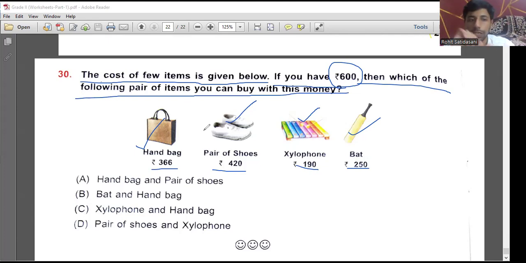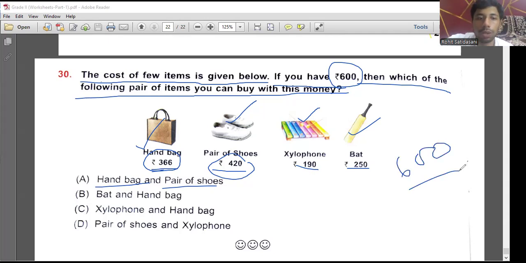You have 600 rupees, right? So if you have 600 rupees, what can you buy? So for this question, just jump to the options. So let's see a handbag. Handbag is 366 rupees and pair of shoes is 420. Can you buy them both after adding? No, because it will be naturally more than 600 and you have only 600 as a budget. Okay, so it is not possible. You can add and check also. When you add them, you will find that the sum is more.